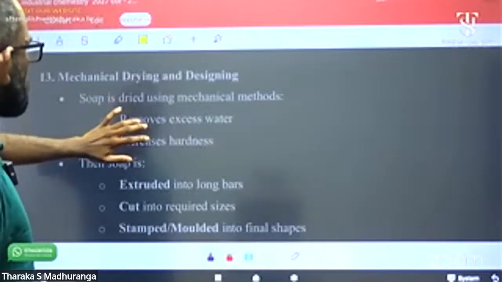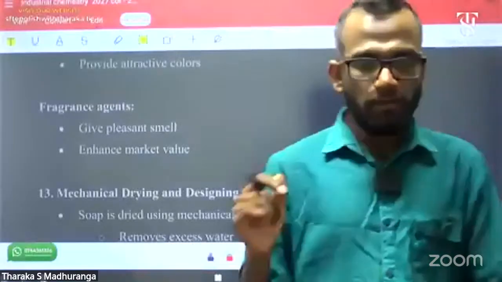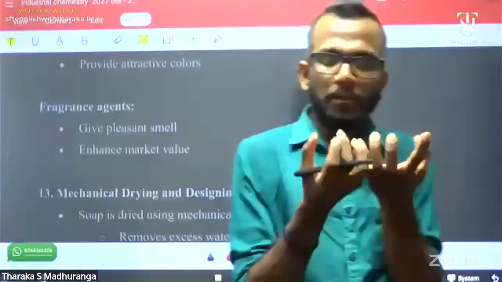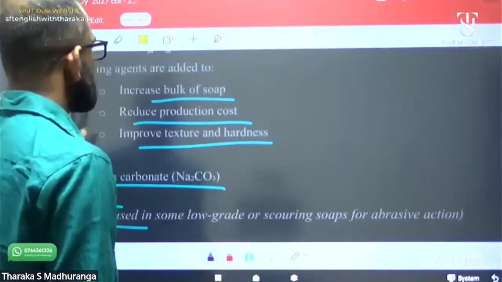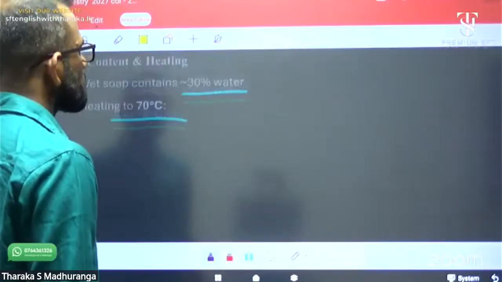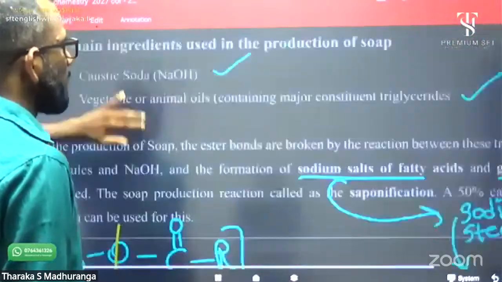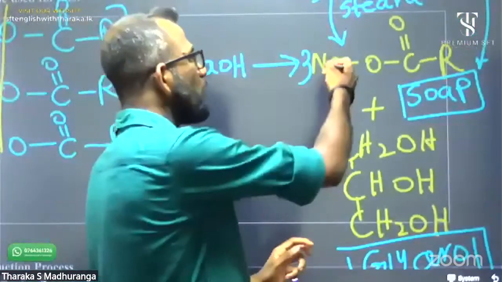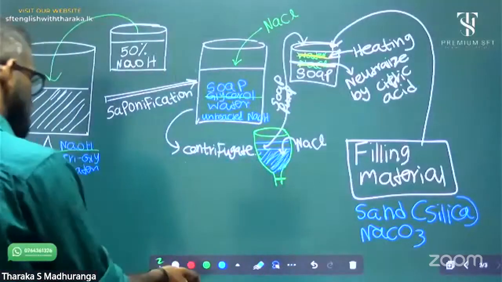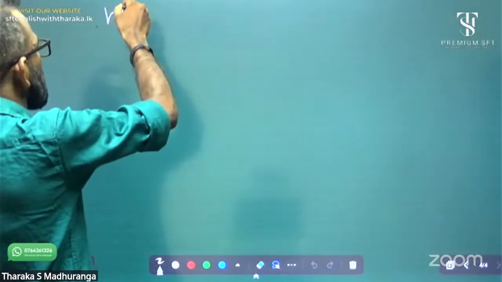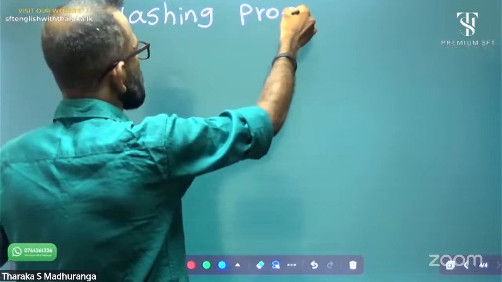The laboratory soap production, soap sample production, you can read the same thing. I will give you the final process, the washing process. If you take a soap molecule, it is just like this. Okay, that's the most important. This is a soap, right? Sodium. This is the washing process. Final topic. Washing process.